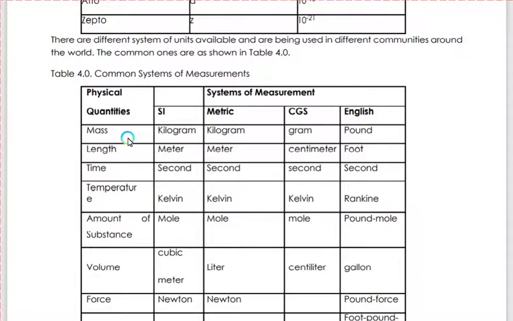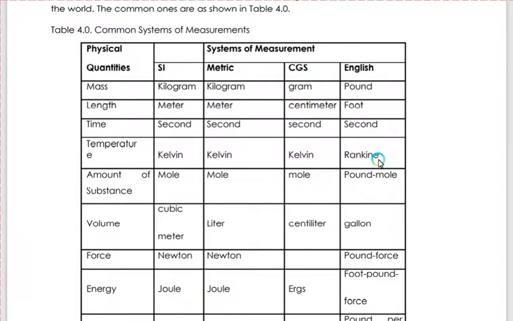For length we have meter. So we have centimeter for CGS and foot for English unit. For time, tanan-tanan sila, second lang man na sila. So we have second. Take note lang kung word ang ginapangita for CGS units, letter na siyang second. So we have temperature. Temperature that is Kelvin for SI, metric and CGS, and Rankine for English unit.